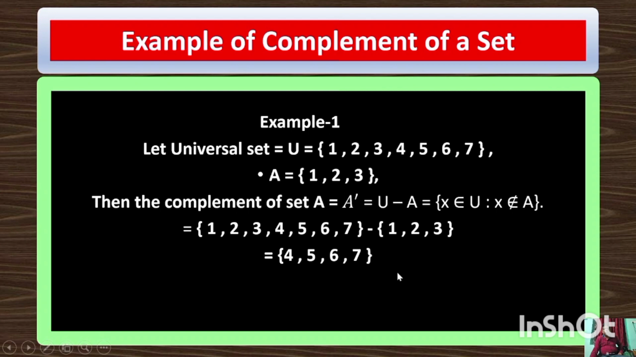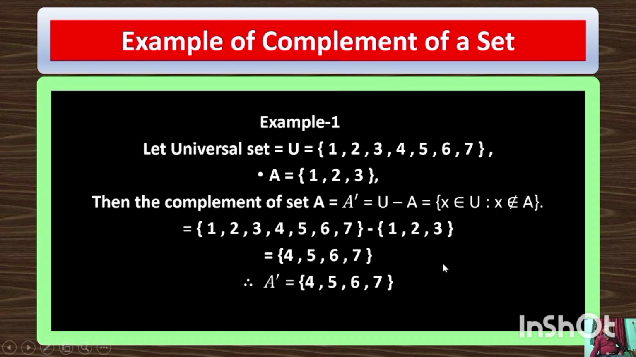So these elements are 4, 5, 6, 7, which is known as A dash. The complement of the set A is known as A dash. The elements are 4, 5, 6, 7, and these elements are in the universal set but not in the set A, right? Understand? So this is a simple example that gives a clear understanding about the complement of a given set.